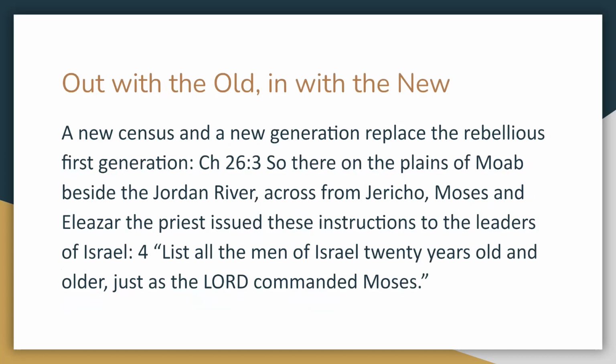So out with the old and in with the new. A new census and a new generation replace the rebellious first generation. In chapter 26, verse 3, it says, "So there on the plains of Moab, beside the Jordan River, across from Jericho, Moses and Eleazar the priest issued these instructions to the leaders of Israel. List all the men of Israel 20 years old and older, just as the Lord commanded Moses."